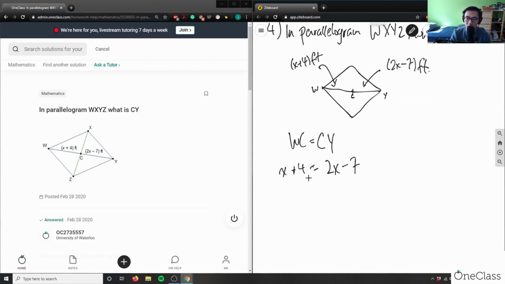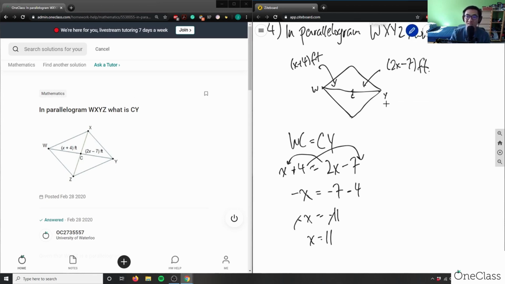So let's do it. I can collect my like terms, so I can move 2x to my left side here. So I have x minus 2x, which would be negative x. And if I move plus 4 to the other side, I would have negative 4 minus 4. So negative x equals negative 11, and if I divide both sides by negative 1, I get 11. So x equals 11.